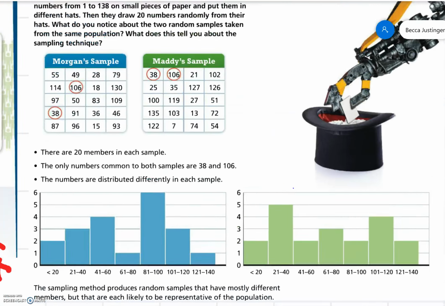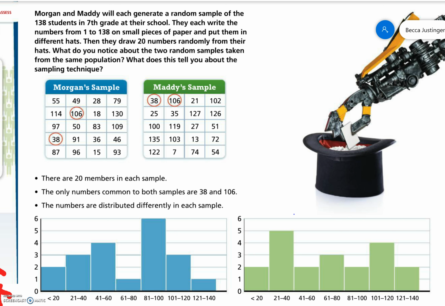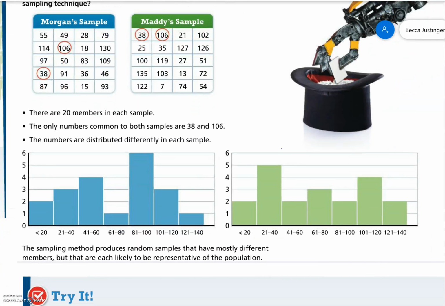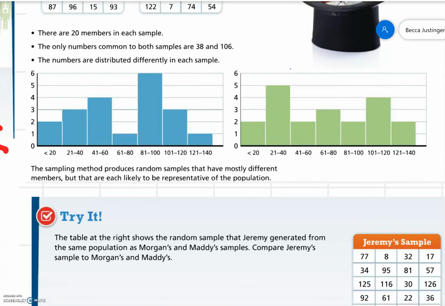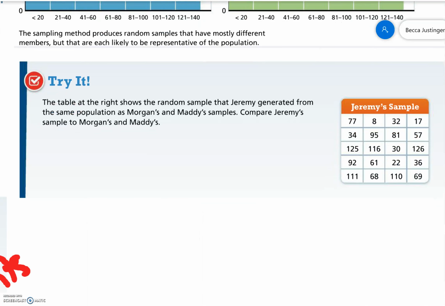Example number 4 on the next page. Morgan and Maddie will generate a random sample of the 138 students in 7th grade at their school. They each write the numbers from 1 to 138 on small pieces of paper and put them in different hats. When they draw 20 numbers randomly from their hats, what do you notice about the 2 random samples taken from the same population? What does this tell you about the sampling technique? Okay, so there's 20 members in each sample. The only numbers common to both samples are 38 and 106. That means the numbers are distributed evenly in each sample, so it's going to be fair. Out of all of the numbers, we only got 2 repeats. That's not bad. The sampling method produces random samples that have mostly different numbers, but that are each likely to be representative of the population.